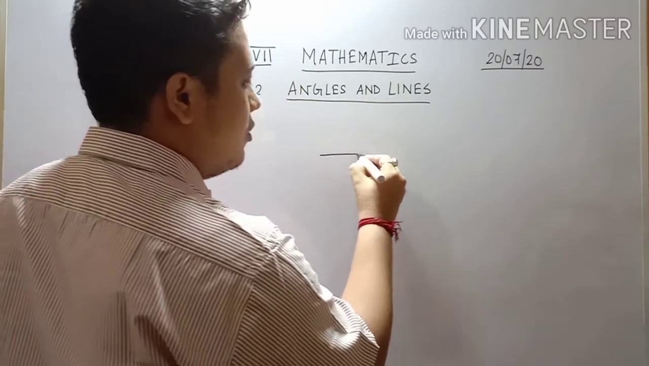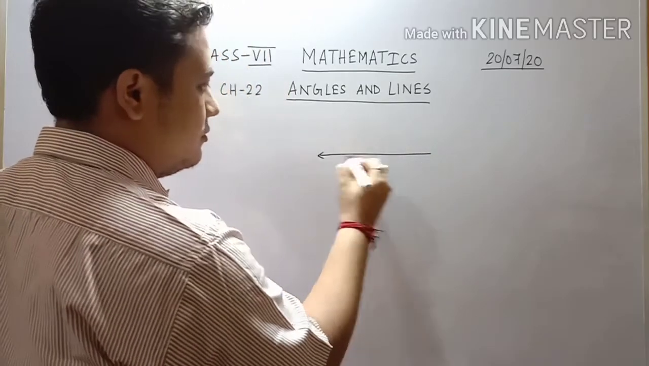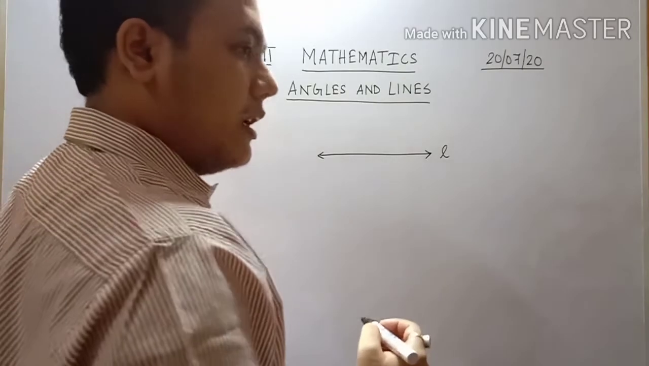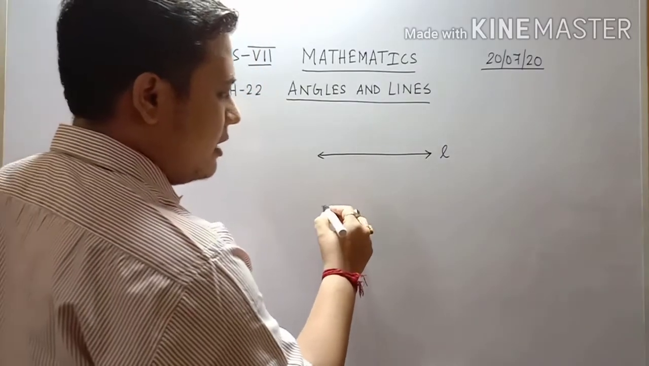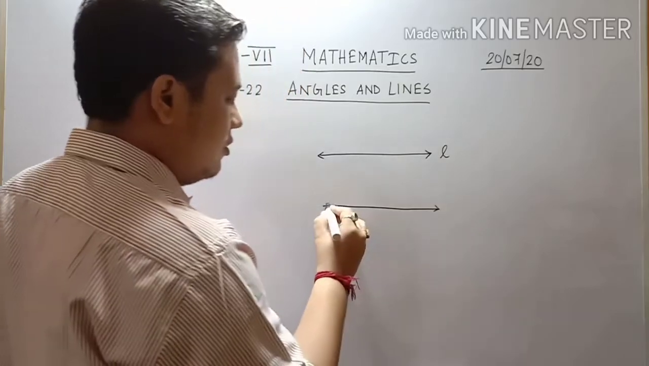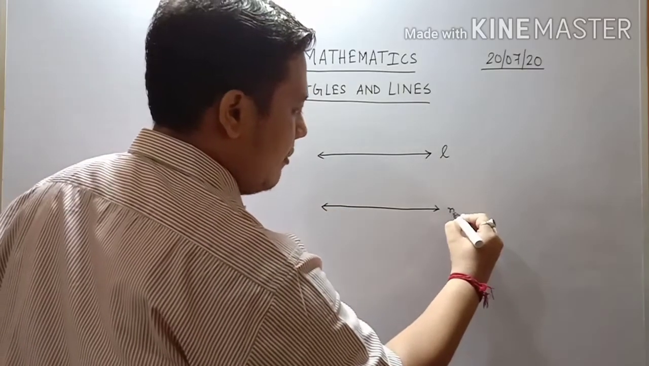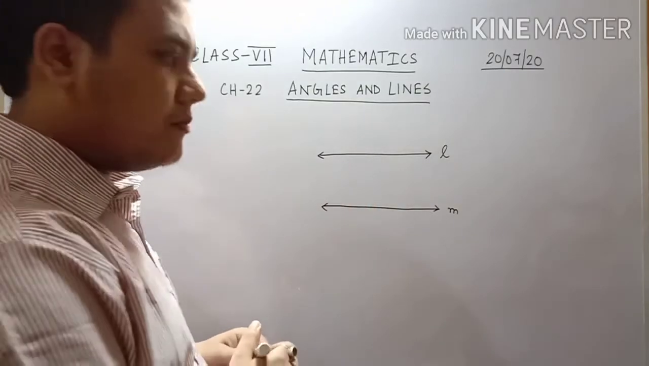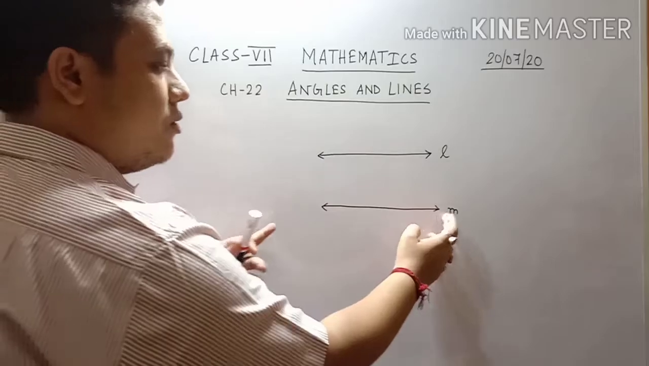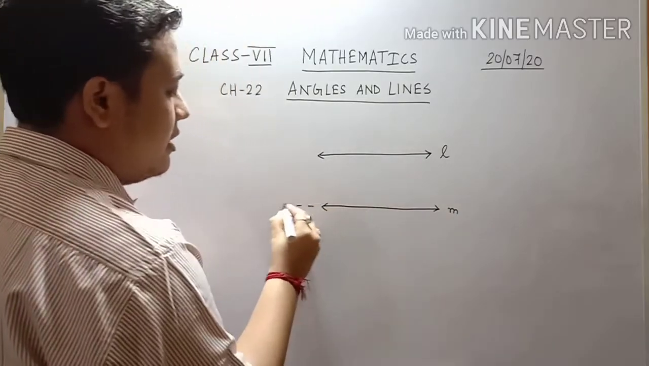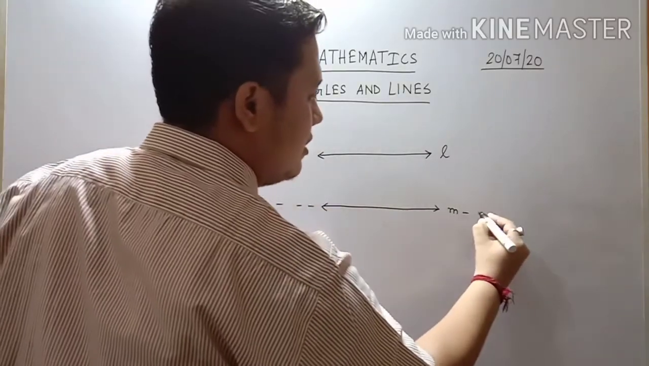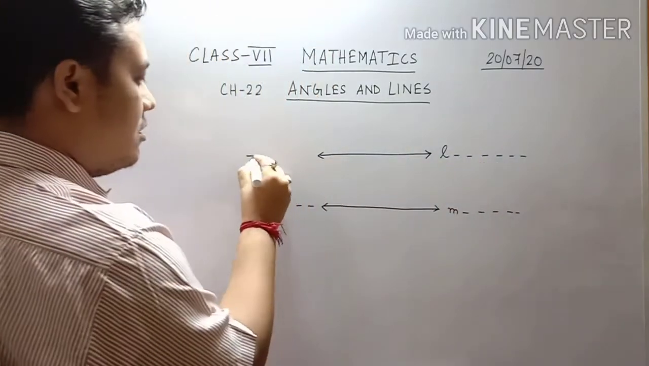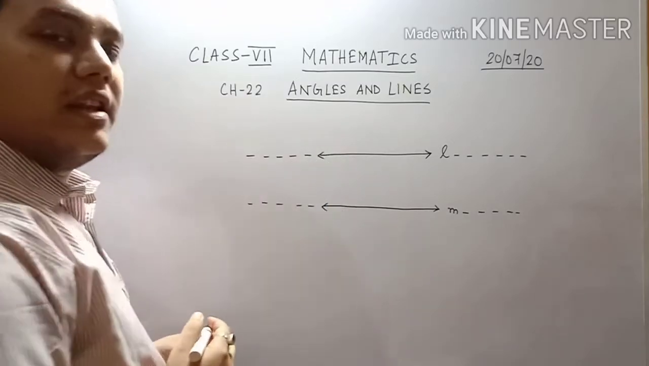Suppose I draw one line and name it L. In order to get a parallel line, another line has to be like this, let it be M, such that they do not intersect at any point. If you produce these two lines on this side or on this side, similarly you do this for the first line also, you will see that they will never meet.